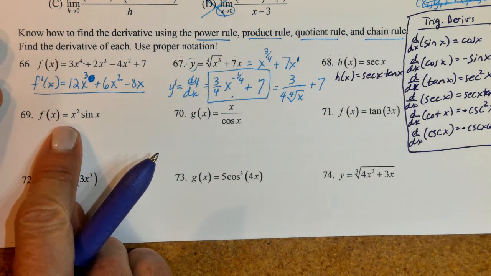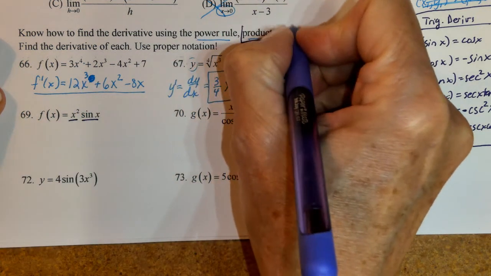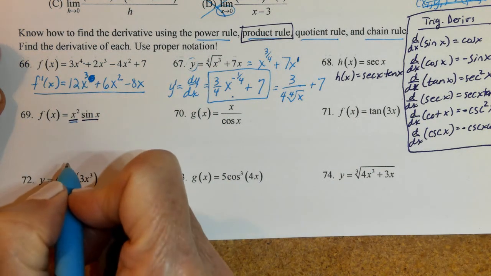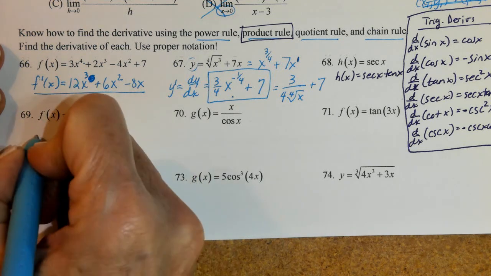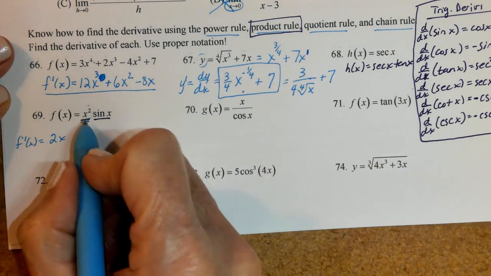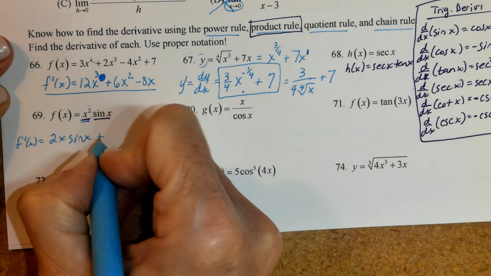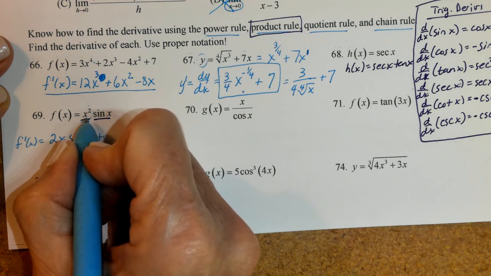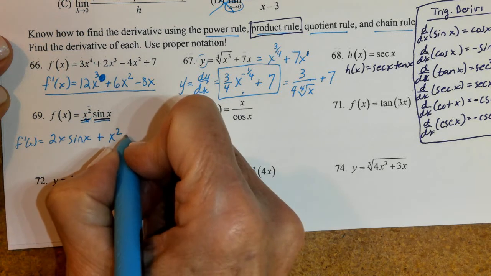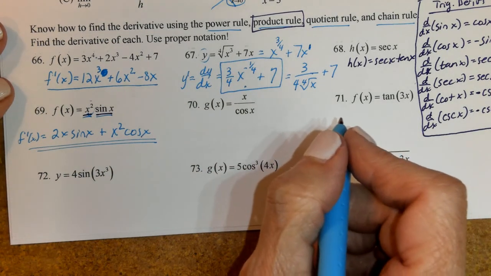Number 69. I see a product of two functions here, so I need to use the product rule. So I start with the first function and take the derivative. The derivative of the first function is 2x. I'm going to call this f prime. Keep your second function the same. Plus. Now we're going to keep the first one the same, the x squared, and multiply by the derivative of sine. Derivative of sine is cosine. This is the derivative of that product. Product rule.